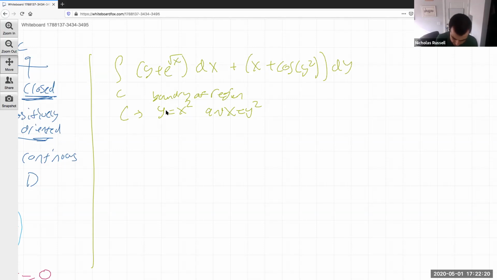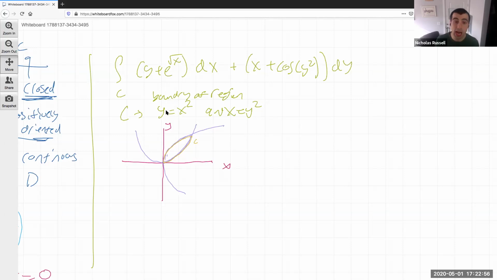So let's take a look at this. We always assume positively oriented if they do not tell us. It's also really important to remember that. So I know what these things look like. y equals x squared looks like this. And x equals y squared looks like this guy. And so the region enclosed, this curve right here, I will draw this in yellow. This is my region and my curve C.